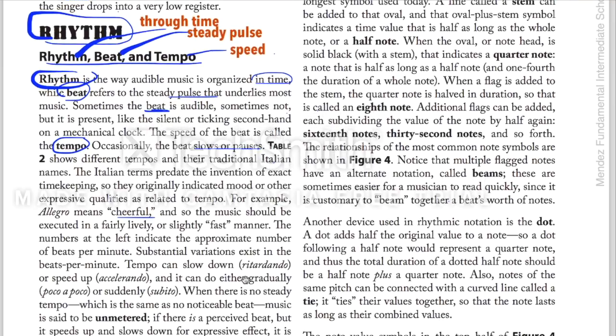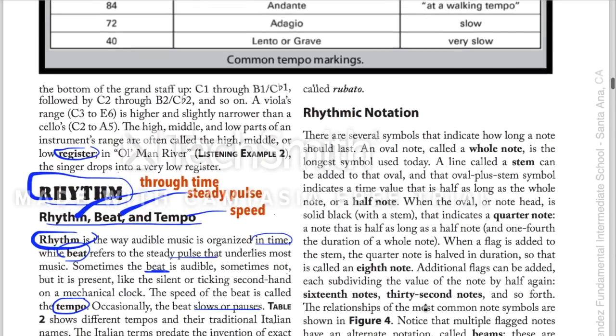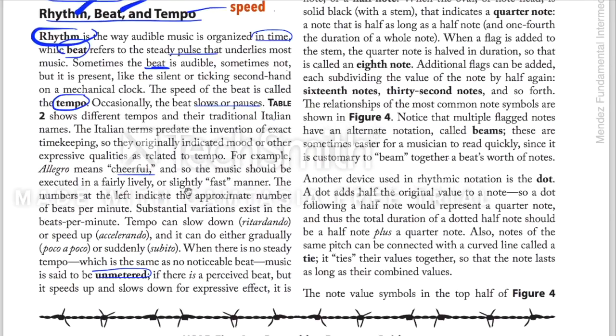Tempo can slow down, retardando, or speed up, accelerando, and it can do either gradually, poco a poco, or suddenly, subito. But when there is no steady tempo, which is the same as no noticeable beat, music is said to be unmetered. If there is a perceived beat, but it speeds up and slows down for expressive effect, it is called rubato. So there's different kinds of beats, and remember guys, the beat will definitely affect what they're trying to express. So if you want to be cheerful, or you want to create a feeling of anticipation, you may do a little livelier or faster beat. While when you want to show something a little subdued or melancholy, you may do a slow beat.